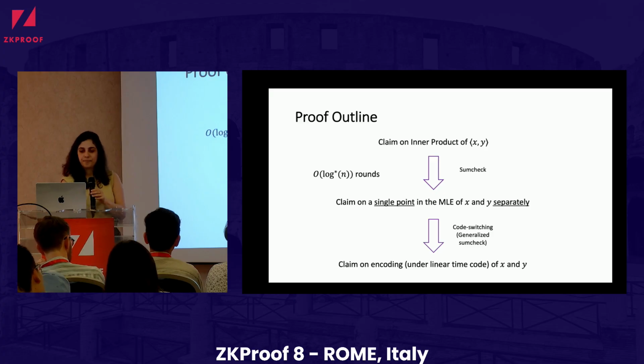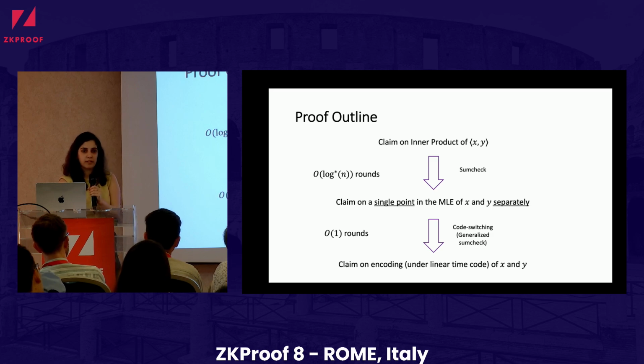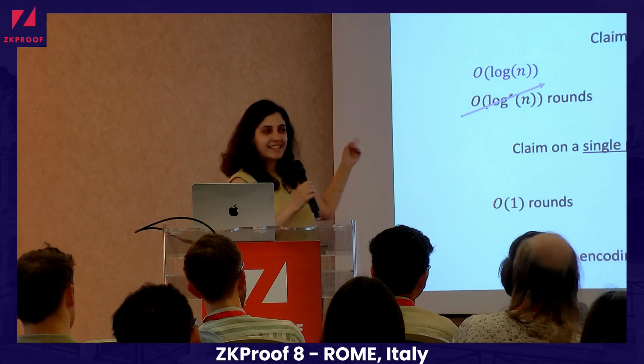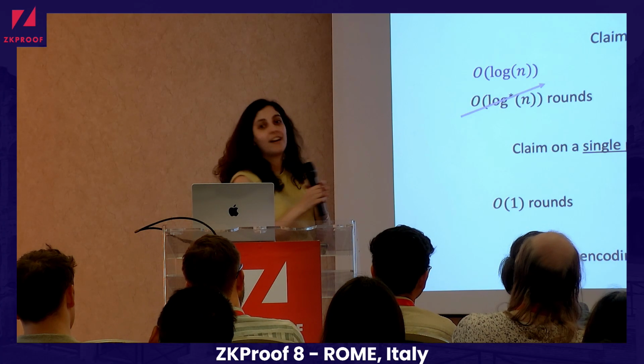Okay, great. So eventually the first part is going to take log star rounds, and the second part will just be a constant number of rounds. But why is it log star? Right, exactly. Great question. So it's not yet. For the first part, we only saw log n rounds.